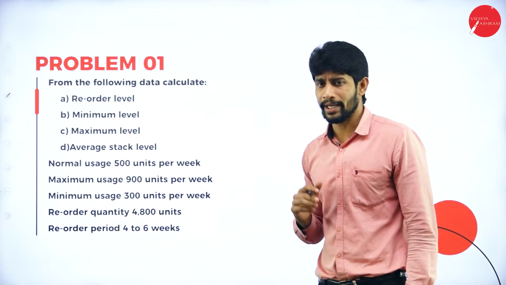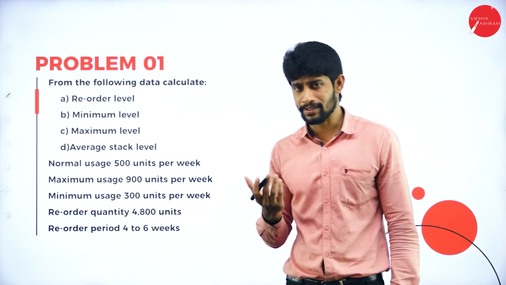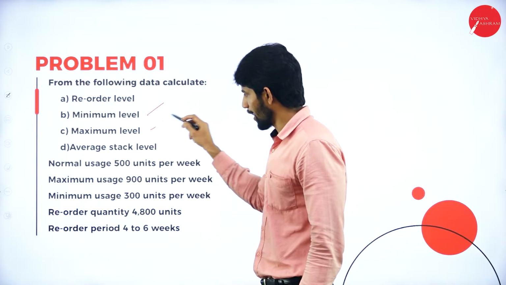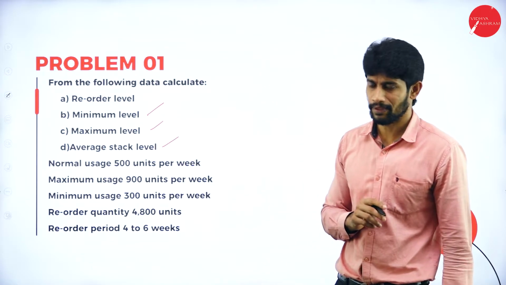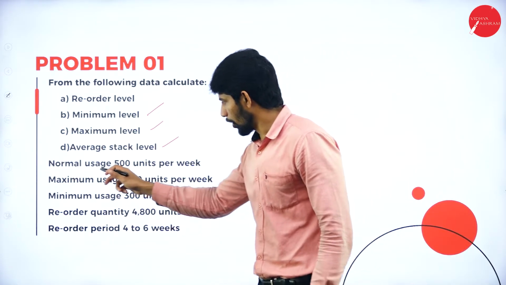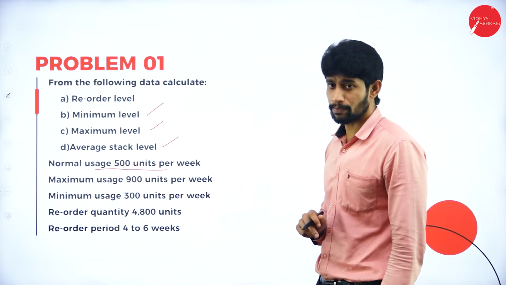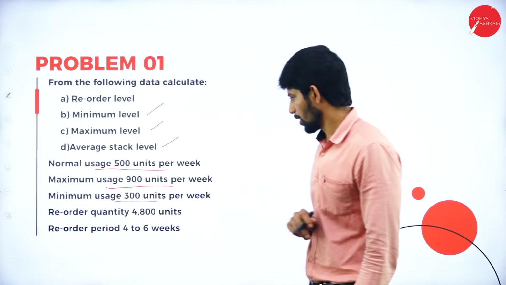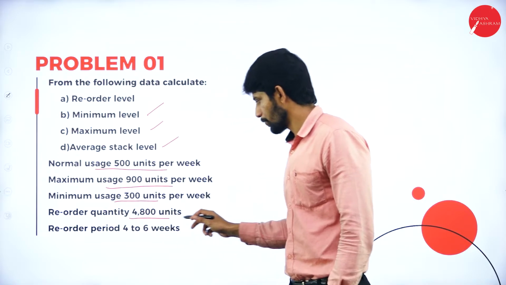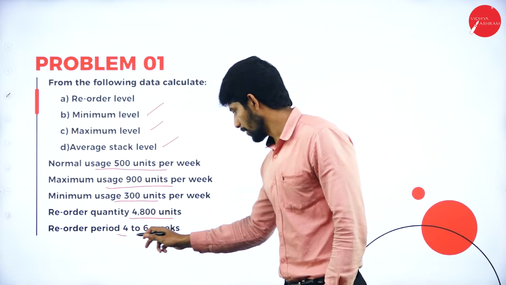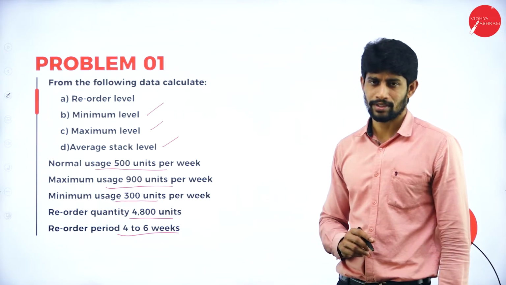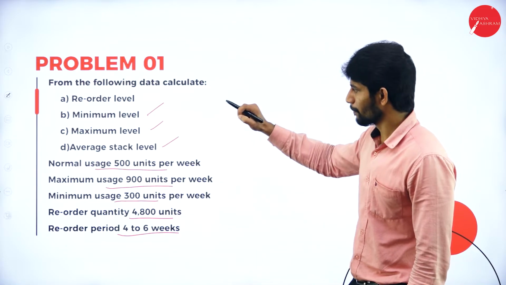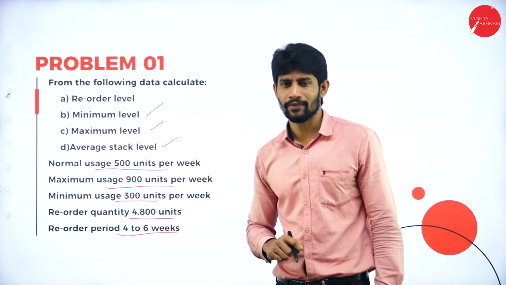So problem number 1, based on computation of different levels. From the following data, calculate reorder level, minimum level, maximum level and average stock level. The available information: normal usage 500 units per week, maximum usage 900 units, minimum usage 300 units, reorder quantity 4800, and reorder period 4 to 6 weeks. By using this information, you are supposed to compute the reorder level, minimum level, maximum level and average stock level.